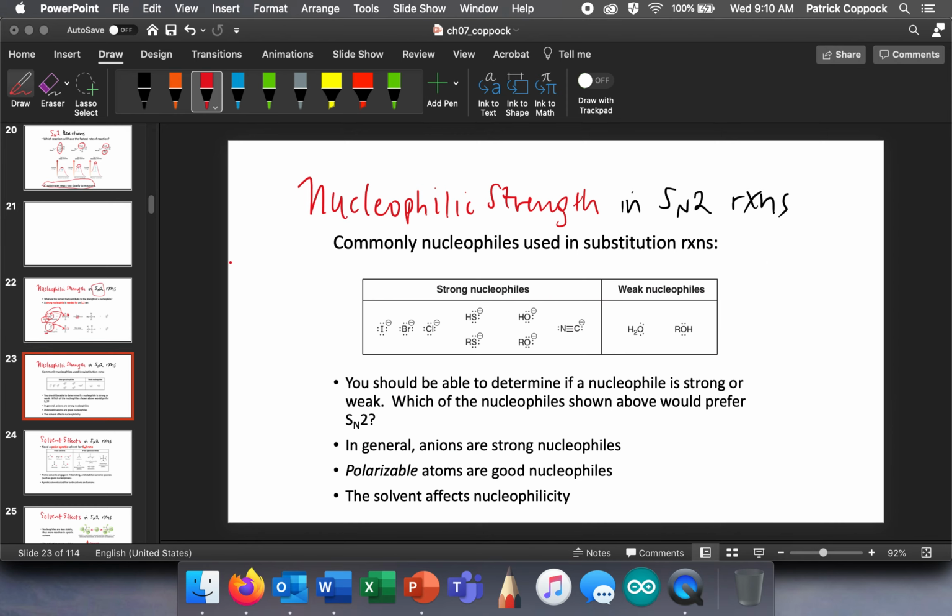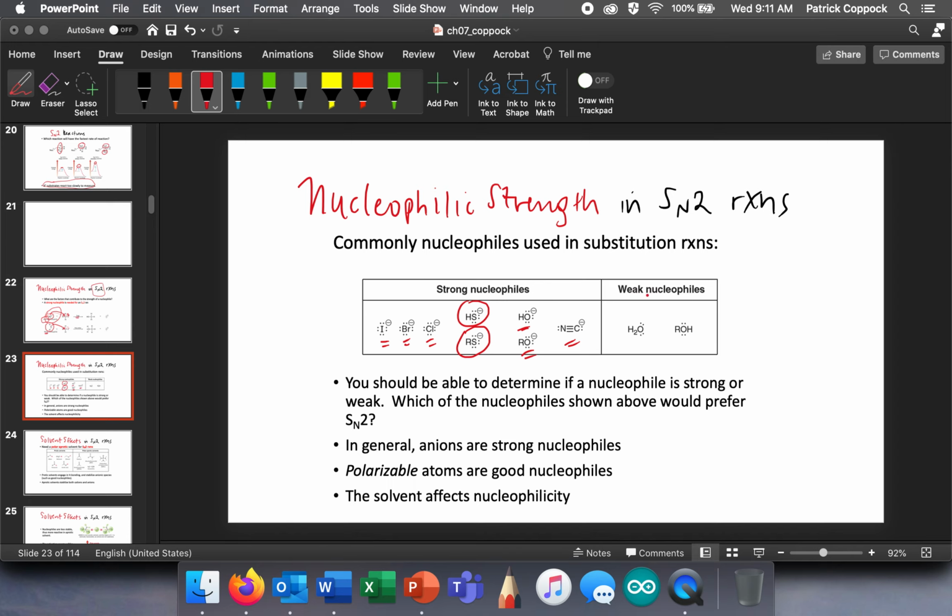Now, some other strong nucleophiles are iodide, bromide, chloride, right? Thiol, and here's a sulfide, here's a hydroxide, here's an alkoxide, and here's cyanide, okay? So these should be memorized. Memorize all of these, 8 strong nucleophiles.